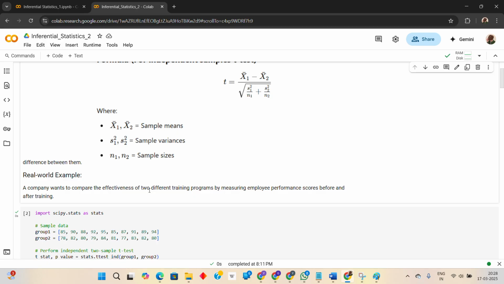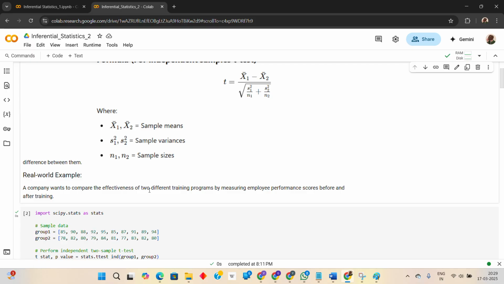After training, the mean should increase, right? Because that is why we are giving training to them. So let us consider that after training their performance will be 60. Okay, so it increased from 40 to 60.